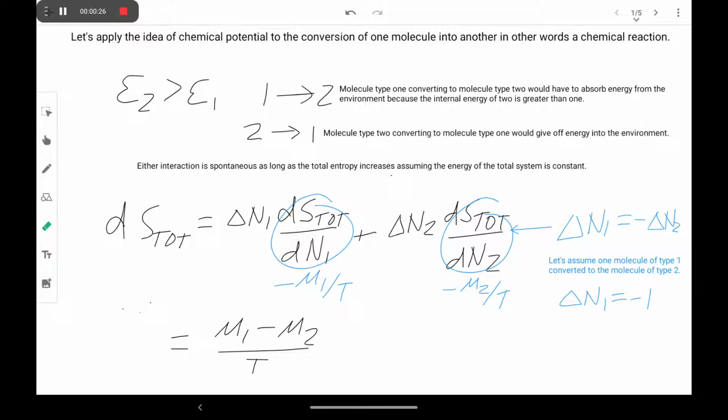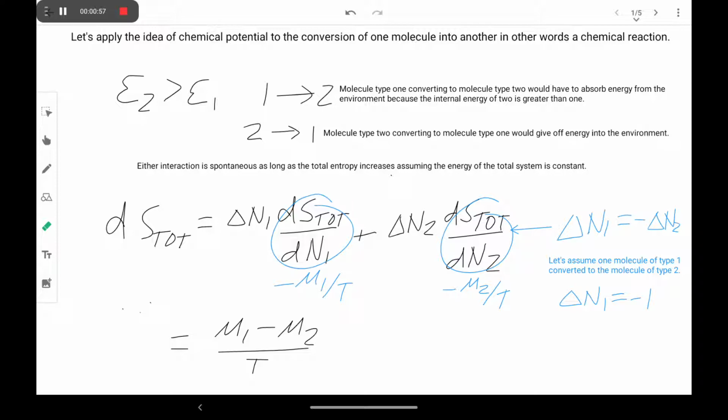And we'll just assume, for clarity's sake, that the internal energy of molecule 2 is greater than the internal energy of molecule 1. Now, a conversion from 2 to 1 is straightforward. We don't even need to think about entropy because that would be using up energy to create energy 1. That would be an exothermic reaction. It would give off thermal energy, and that's fine. We're comfortable with that.